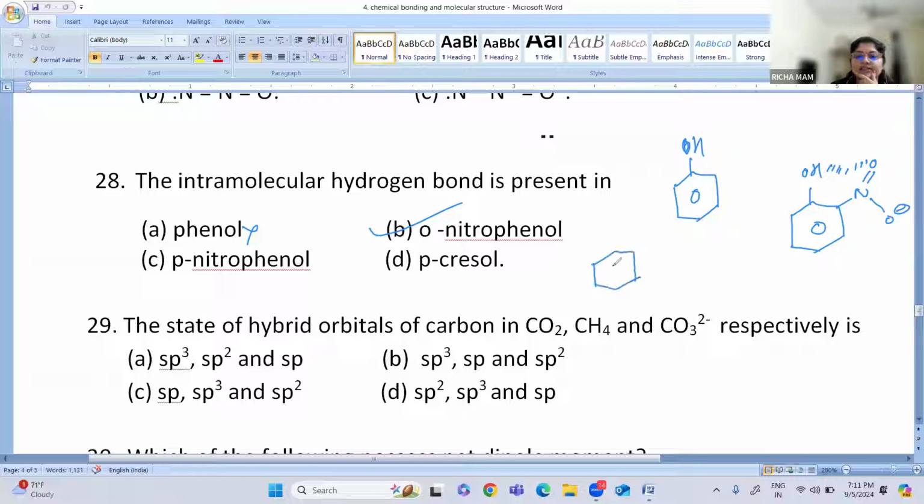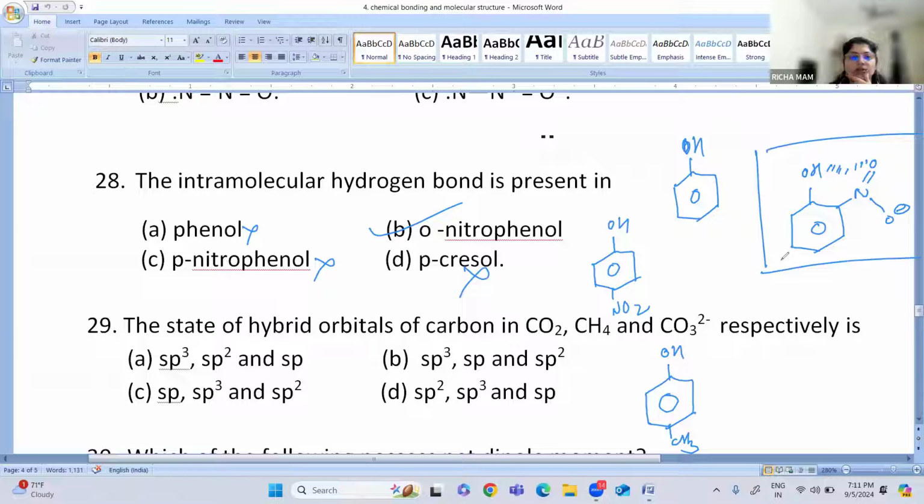Next is paranitrophenol. The groups are far away, so intramolecular hydrogen bonding is not possible. Then cresol, paracresol. So this is also not possible. So the answer is B, orthonitrophenol, because within the same molecule, hydrogen bonding is formed. Okay, fine.